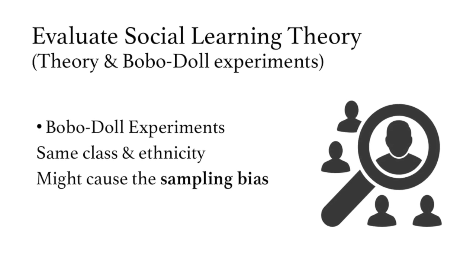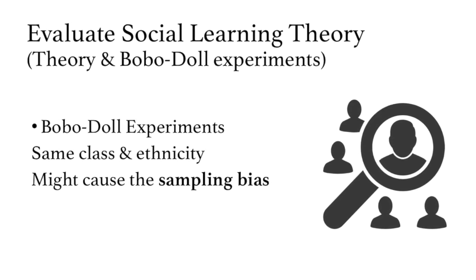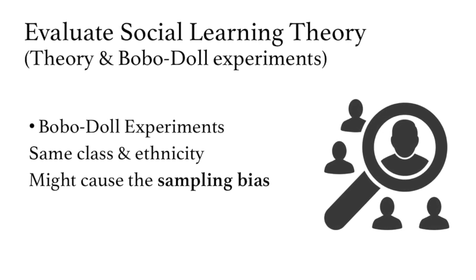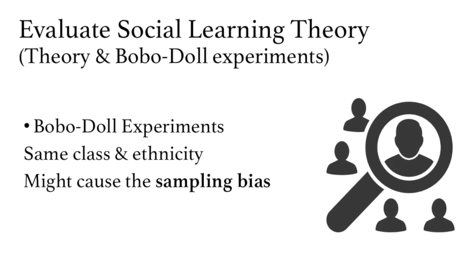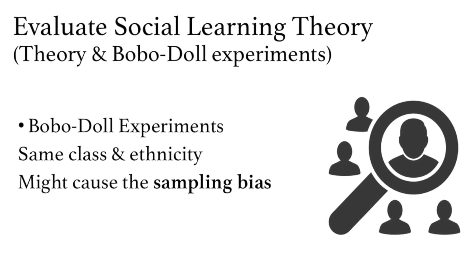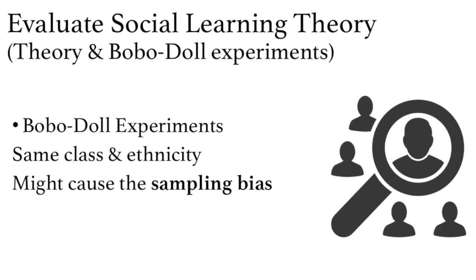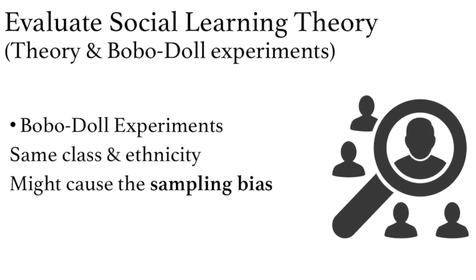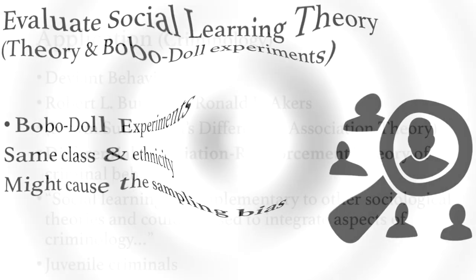All of the children who took part in this experiment came from the Stanford University nursery, which could only be afforded by rich families at that time. Also, these children had the same ethnicity. Since these children came from the same class and had the same ethnicity, they might not represent the majority.